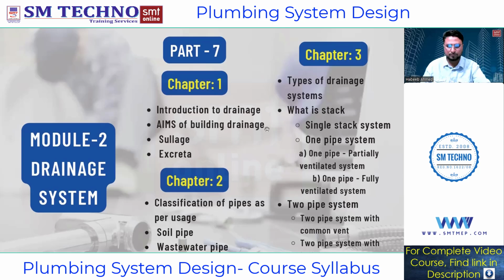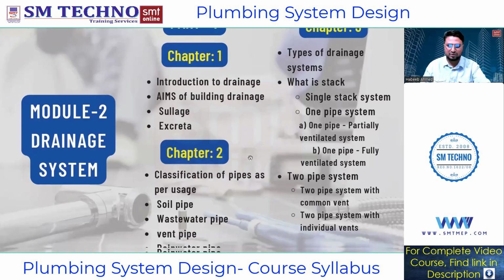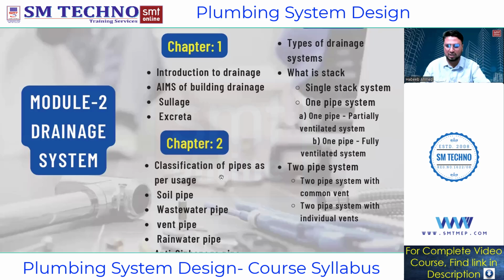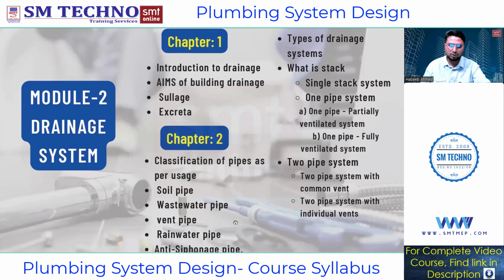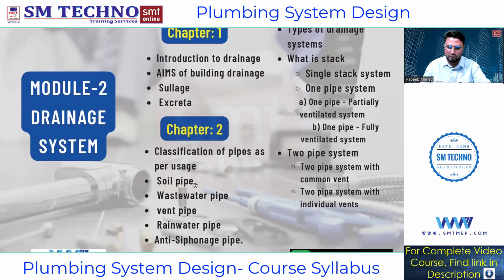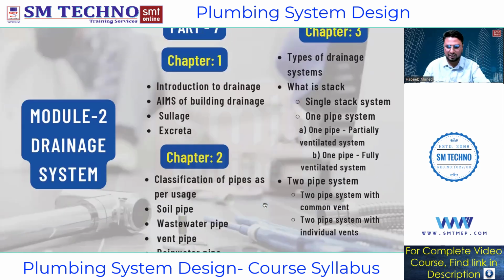Next, chapter number 2 in part 7, the very first part in the drainage system. If you see here, chapter number 2 consists of classification of pipes as per usage. So there are different pipes: soil pipe, waste pipe, vent pipe, rainwater pipe, and anti-siphonage pipe. What do you mean by this? How are these terms derived? What are they doing? So we'll be seeing this. What do you mean by soil pipe, waste pipe, vent, rainwater, and anti-siphonage? So this chapter 2 is all about the classification of the pipes as per the usage.